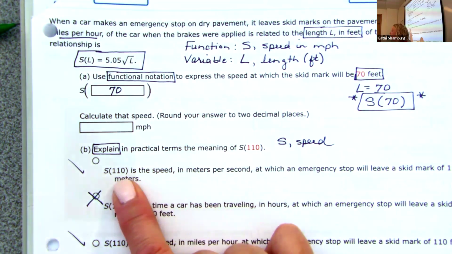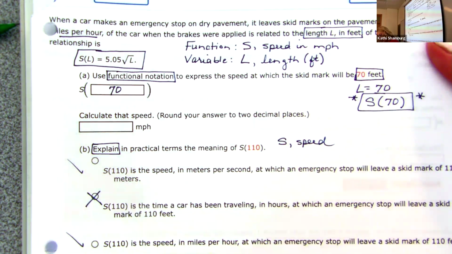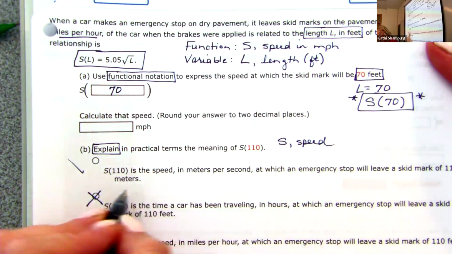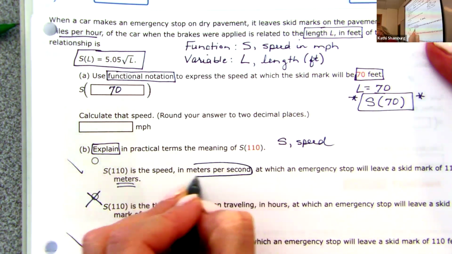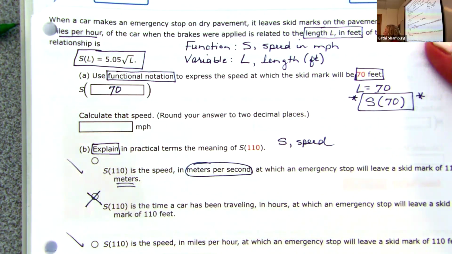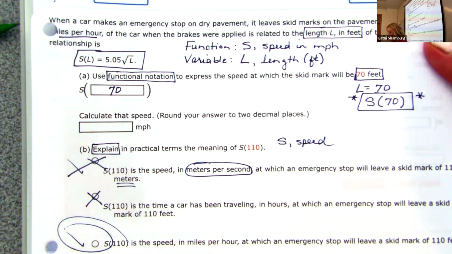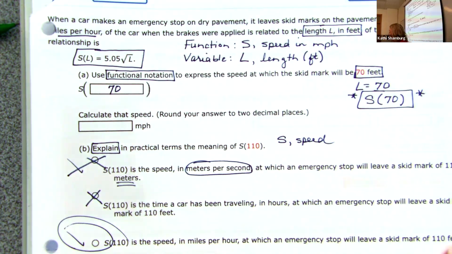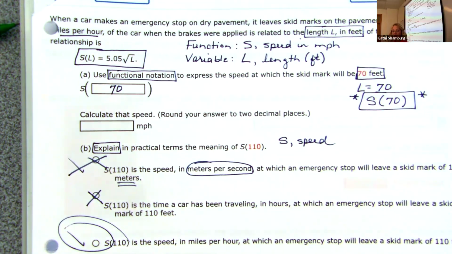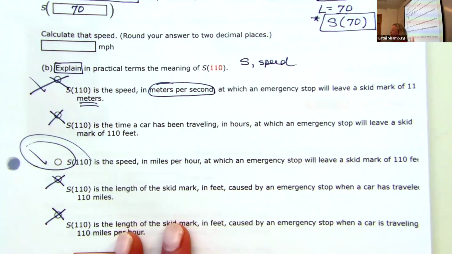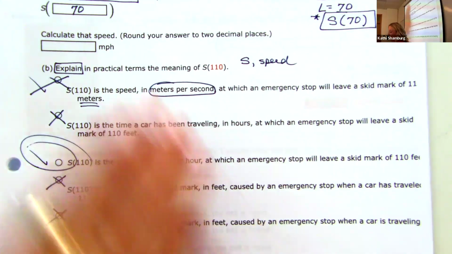And then the 110 represents what? The length. Notice here, 110 meters. And if you also notice, it says meters per second here. Are we dealing with meters? No. So it has to be this one, which says miles per hour, and it says 110 feet. So you can break it down and get to the answer that way too. But again, on a test, you're going to have to type it all out for me. Not type it out.